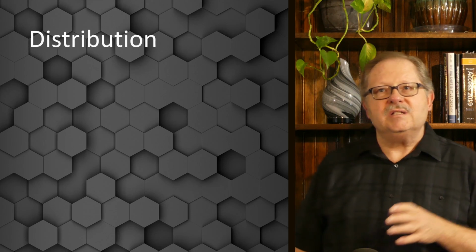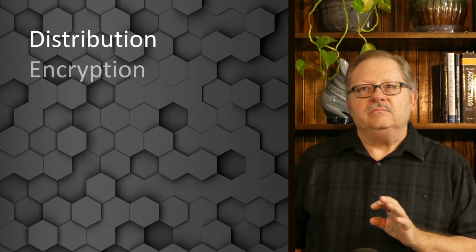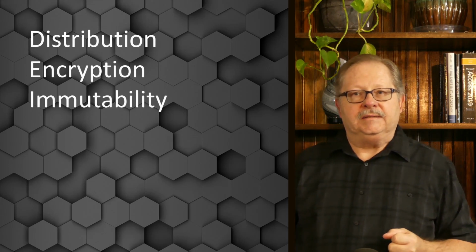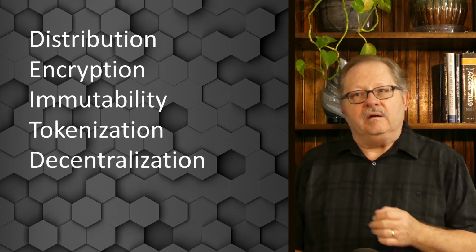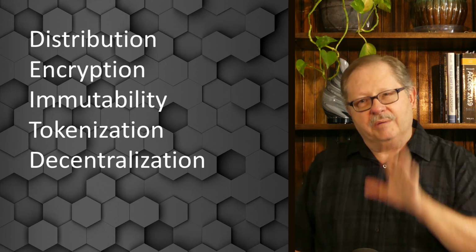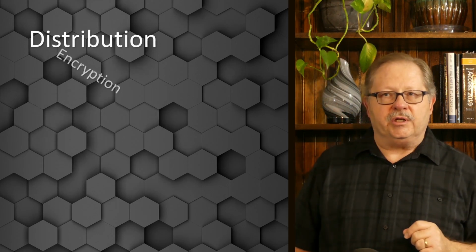So when talking about the 5 key elements that need to exist in a blockchain, we basically start with distribution. Then we need encryption. After that, we need immutability. And then tokenization. And then decentralization. But at this point, I'm getting a little bit ahead of myself. So let's start with distribution.